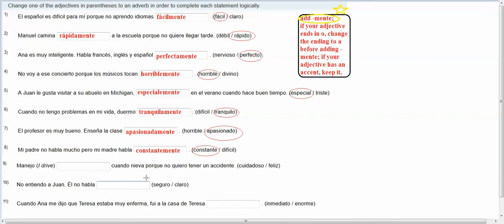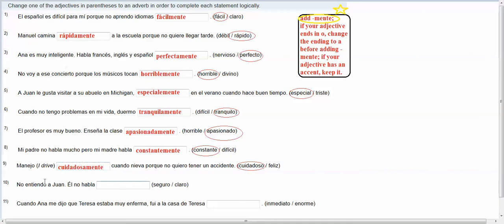Manejo cuando nieva porque no quiero tener un accidente. So if it's snowing, you're probably not driving happily, you're probably driving carefully if you don't want to have an accident. That does end in an O, so I'm going to change my O to an A. Cuidadosa, and then add mente.